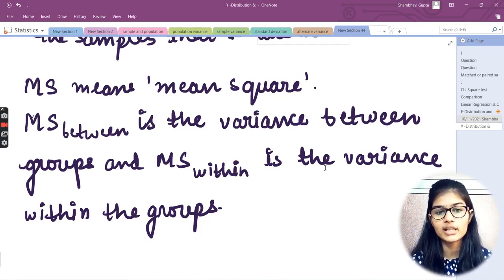Now what are we left with? Now we'll be studying how we do the calculation for the sum of squares and the mean square. That we will be going ahead with in the next video.